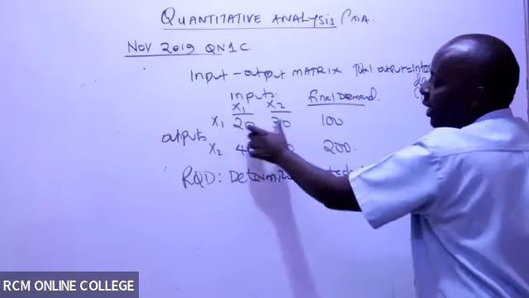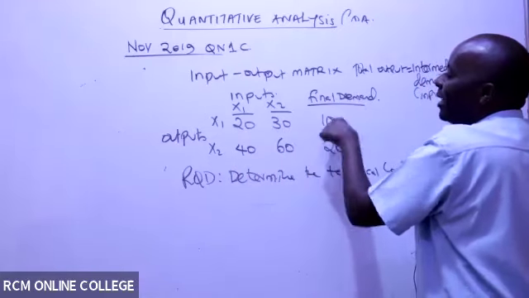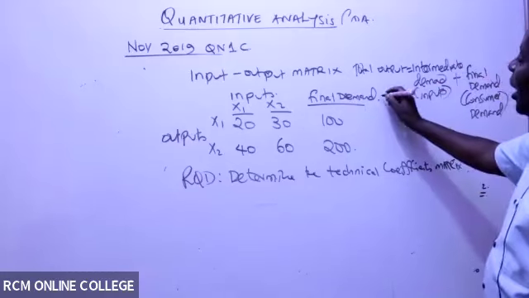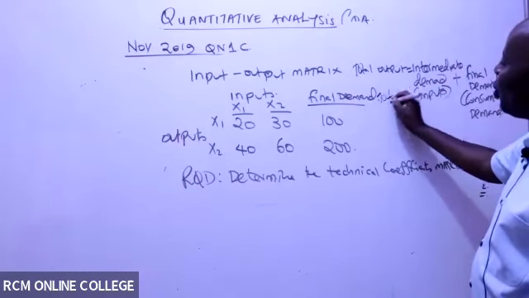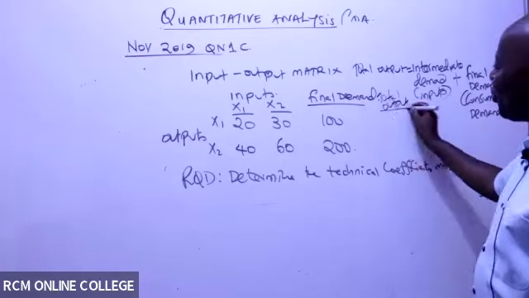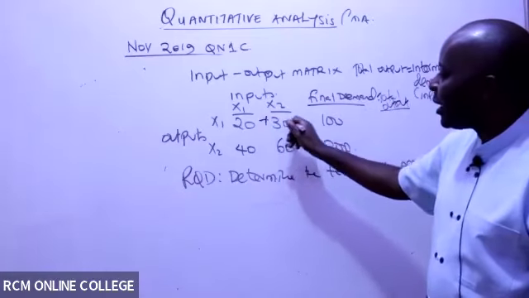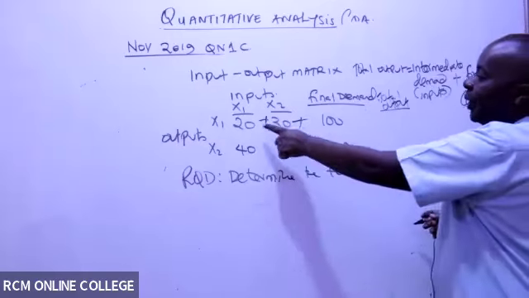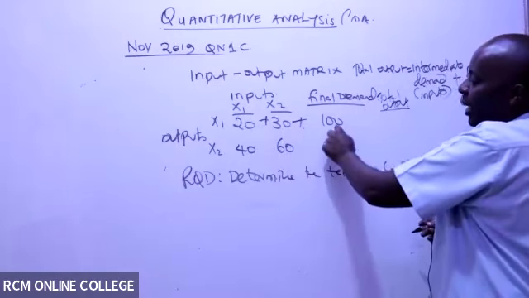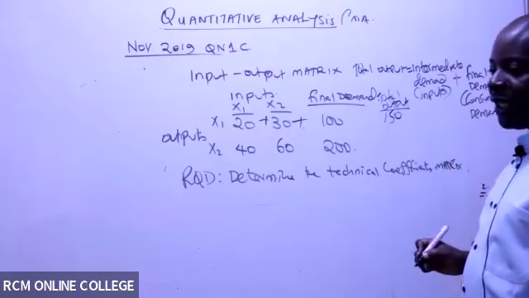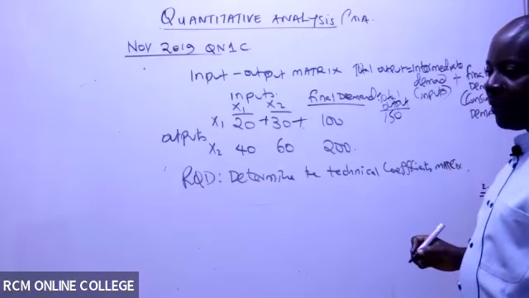Like if it's X1, from whatever it produces, it has to retain itself 20, sell 30 to X2, and then we have 100 going out there to be consumed. So then come and create another column here of total output, and they basically use this formula. So total output, now you are adding everything here, this plus that. So kindly give me this value. So 20 plus 30, that's 50, plus 100. So they're getting 150.